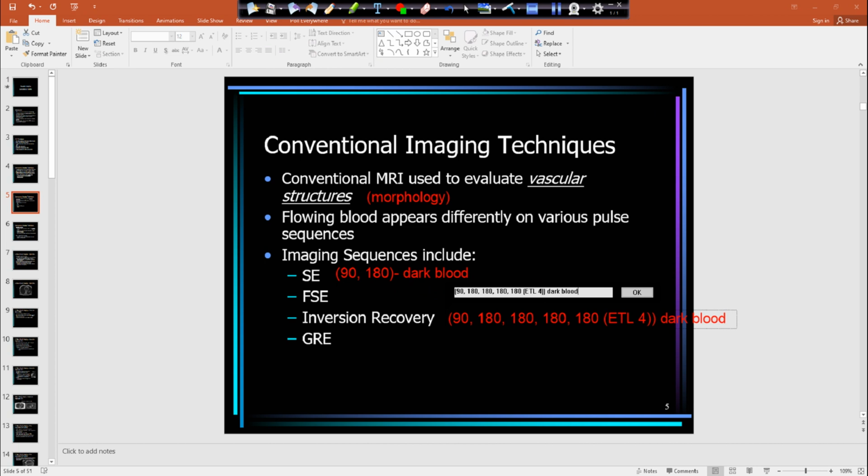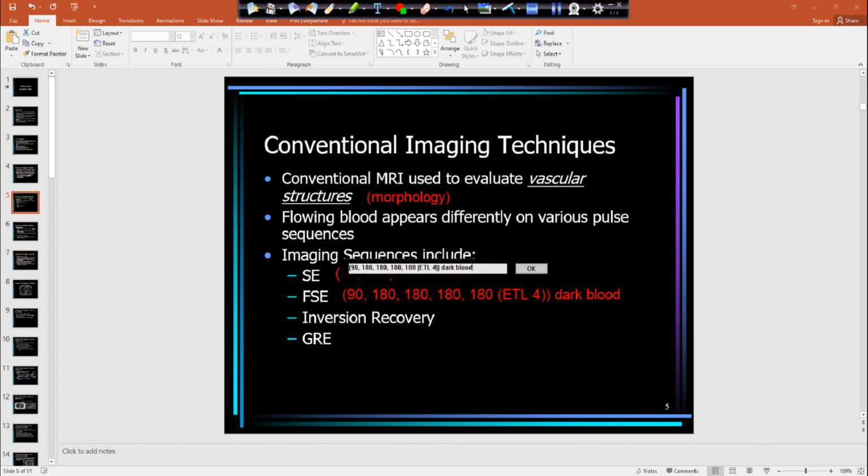All right. And then inversion, what do we start with, a 90 or 180? 180. So we're starting with a 180. Then usually we have a 90 and then a 180. So 180 inversion recovery pulse, and then a 90 excitation, and then a 180 refocusing. So a spin echo is part of our inversion recovery, but it's just after our 180. So is this dark or bright blood? Dark.